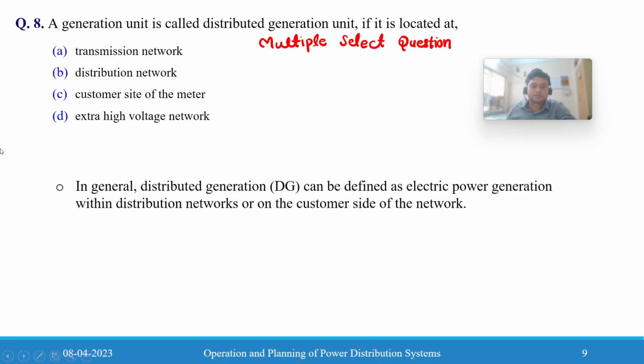So in general, how can we define the distributed generation? Distributed generation can be defined as the electric power generation within a distribution network or on the customer side of the network. So from the definition of DG, we can say that B and C are the correct options.